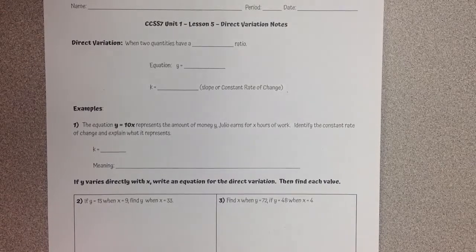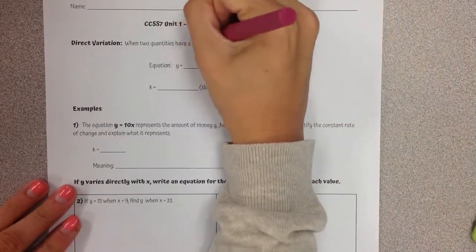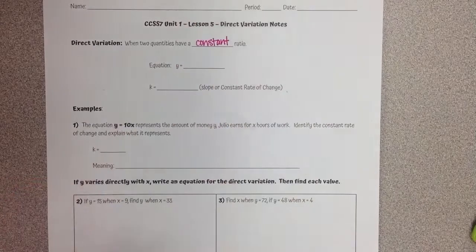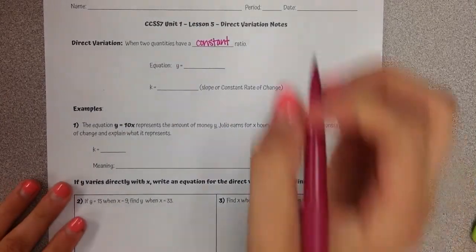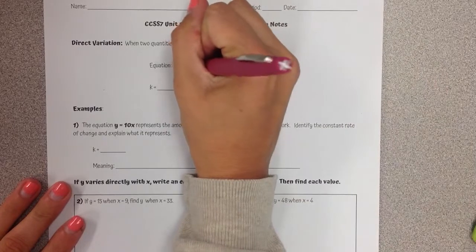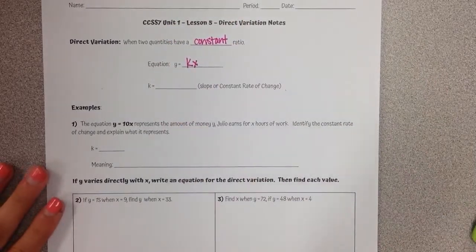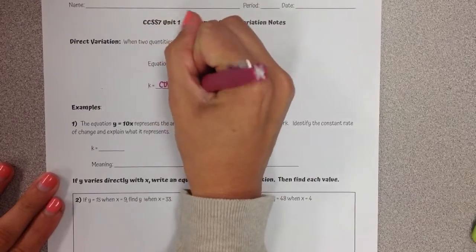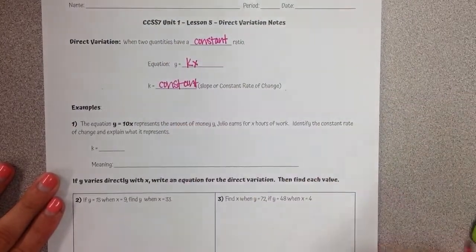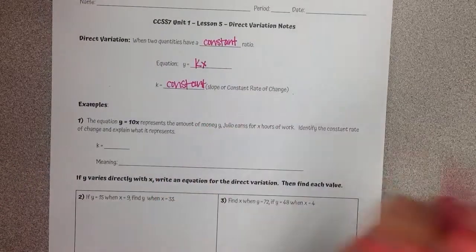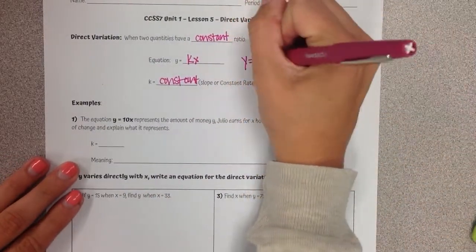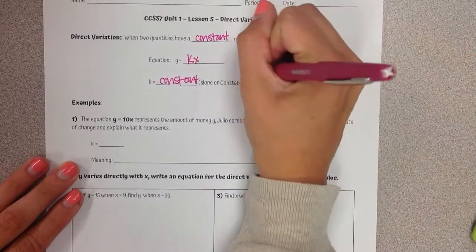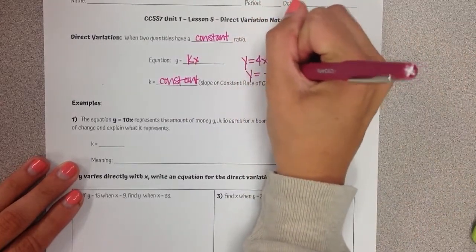Today we're going to talk about direct variation. Direct variation is when two quantities have a constant ratio. The equation is in the form y equals kx, where k is standing for our constant. When you have an equation plugged into it, you'd have a number where k is. So you might have something like y equals 4x or y equals negative 3/4 x.